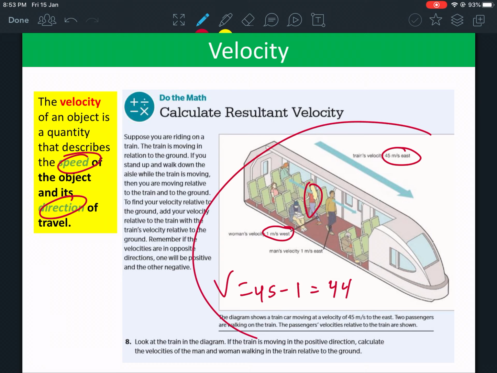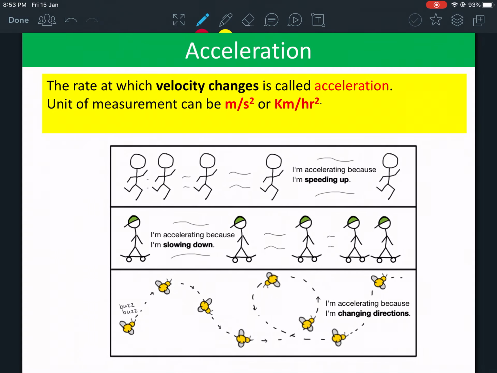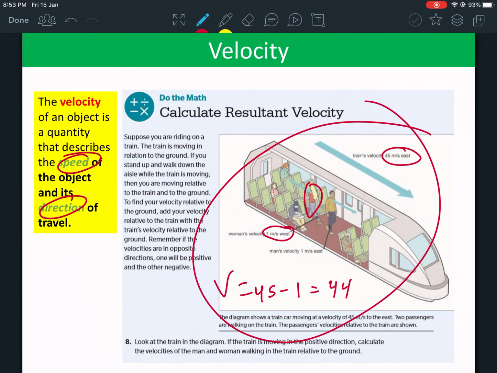You can also calculate it if you have something like this. We're going to take acceleration tomorrow. That's all you had to know today.